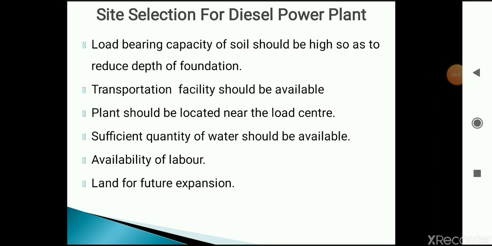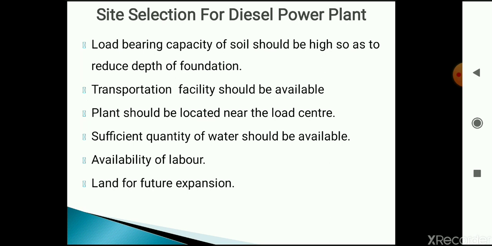There are some important parameters which are to be considered while installing a diesel power plant. Number one, the load bearing capacity of the soil should be high so as to reduce the depth of foundation. To avoid any settlement of the foundation, the load bearing capacity of the soil should be known. Next, transportation facility should be available. Transportation facility is required for laborers or for transportation of any raw material, and it should be available easily.